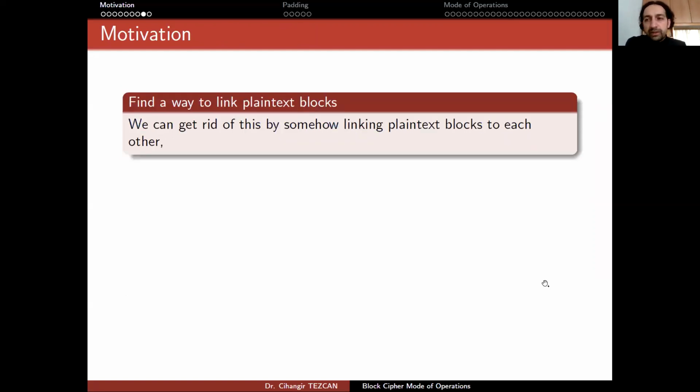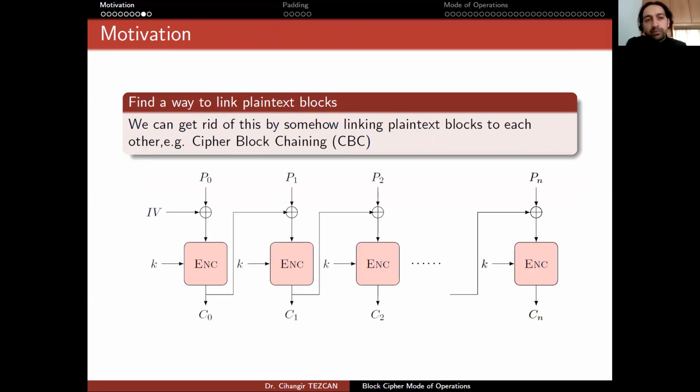So what is our motivation now? Since this doesn't work, how can we get rid of it? We can get rid of this by somehow linking plaintext blocks to each other. An easiest example is the Cipher Block Chaining mode of operation, which is shortened as CBC. So when you encrypt one plaintext block and obtain the ciphertext block, take it and XOR it with the following plaintext block and continue in this way. So you are creating a chain with the ciphertext.